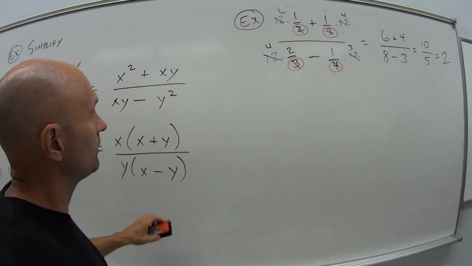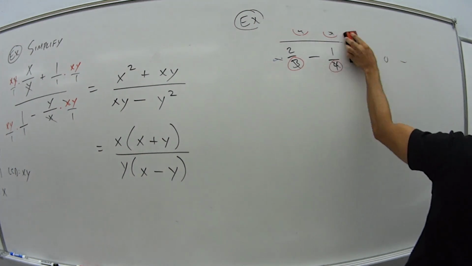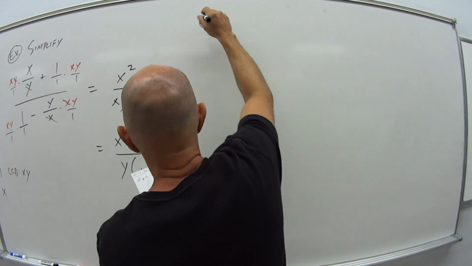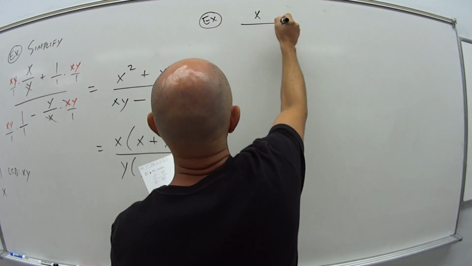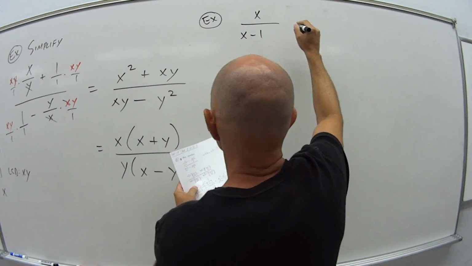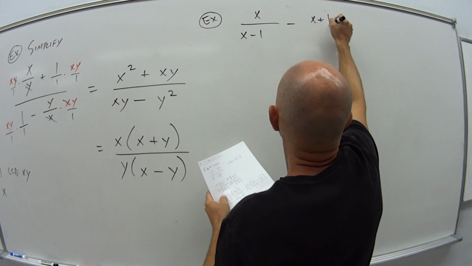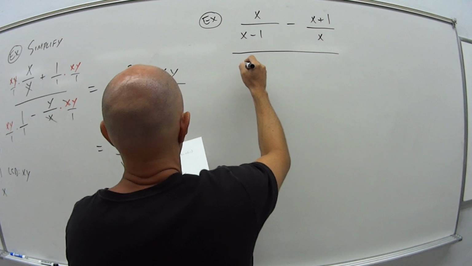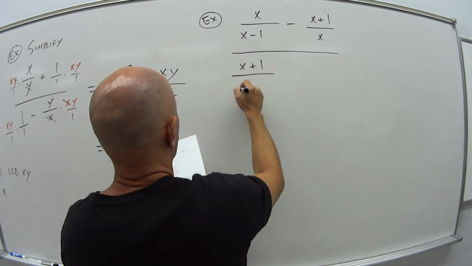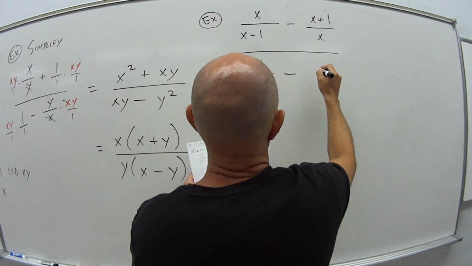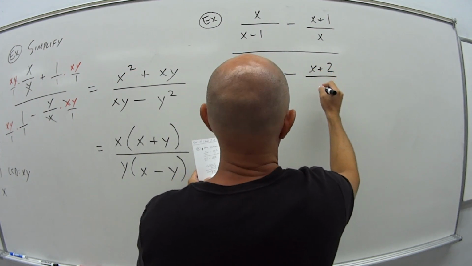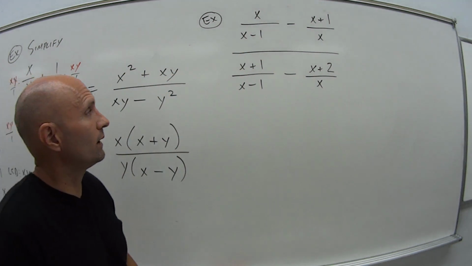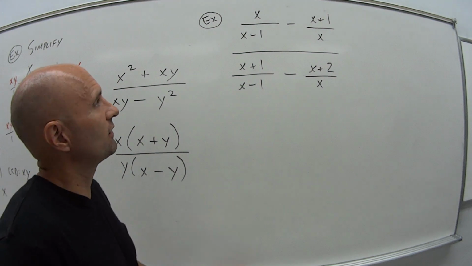All right, let's try another example here. So again, we want to simplify. We have x over x minus 1, minus x plus 1 over x, all over x plus 1 over x minus 1, minus x plus 2 over x. So we can see this is pretty messy. Hopefully this simplifies to something much nicer.